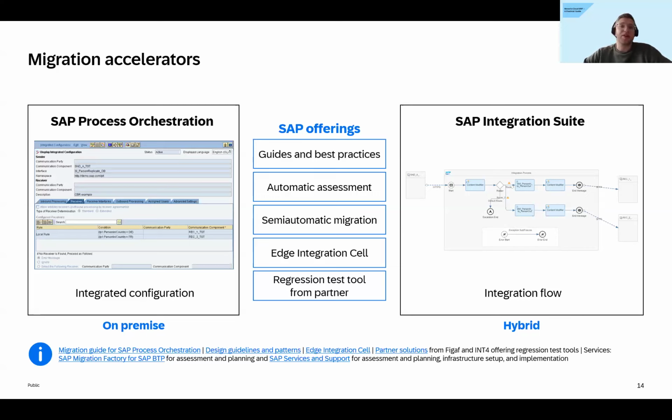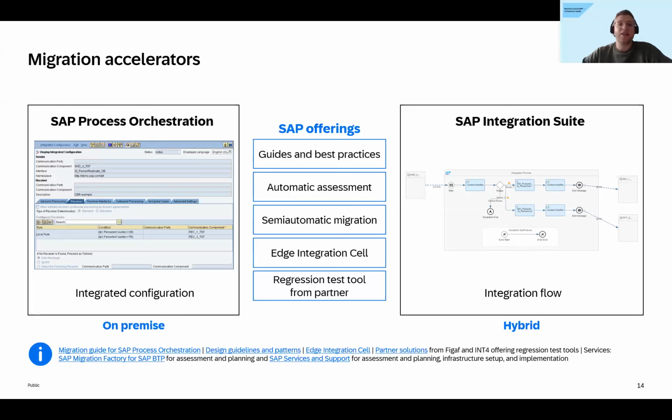Then we also have a semi-automatic migration tool so that you create integration flows from your process integration artifacts. So that's also possible, that you don't have to model it from scratch, that you can simply migrate the PO artifacts into integration flows. And that I will also show later in the demo.